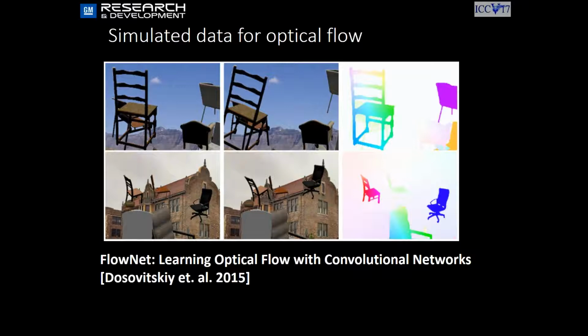There are several examples of successful usage of simulated data. For example, FlowNet, which was trained using the Flying Chairs dataset, which is basically a very non-realistic dataset. But for this specific low-level task of optical flow, it was very efficient in training a network that was then able to work on real-world images.